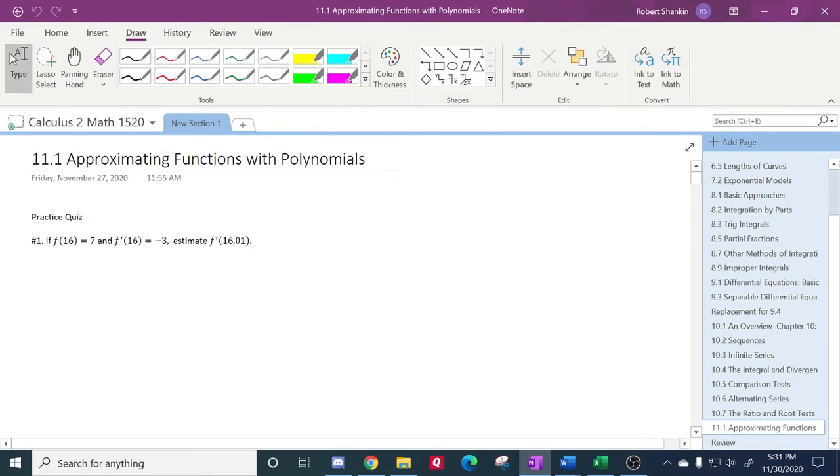And let me take you to the practice quiz. Question number 1. If f of 16 is 7 and f prime of 16 is negative 3, estimate f prime of 16.01.